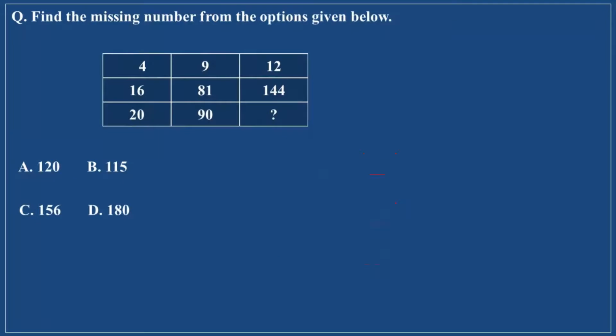Find the missing numbers from the options given below. From the first set of columns in this matrix, we can solve. The addition of 4 and 16 is equal to 20. Similarly, in the second set of columns, the addition of 9 and 81 is equal to 90.